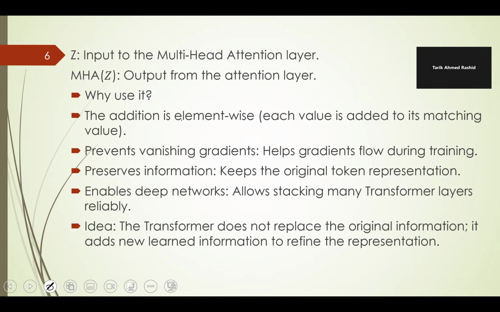And it enables deep networks, allowing us to stack many transformer layers reliably. We keep stacking many layers of the transformer, and the transformer does not replace the original information. So we preserve the original information, and we add new learned information to refine the representation.